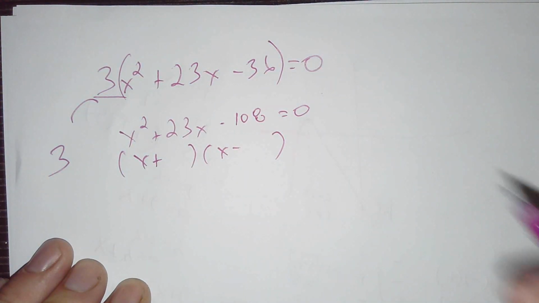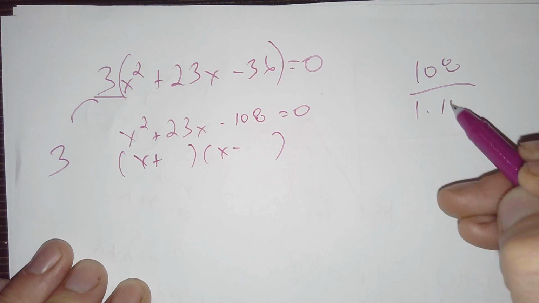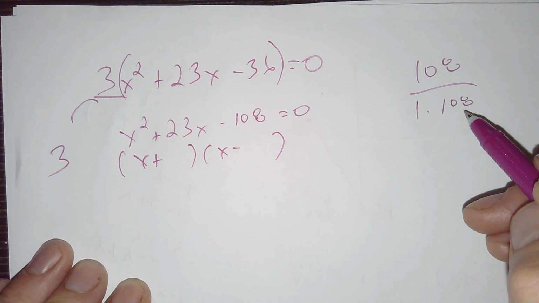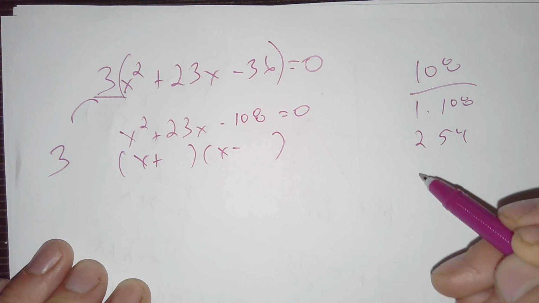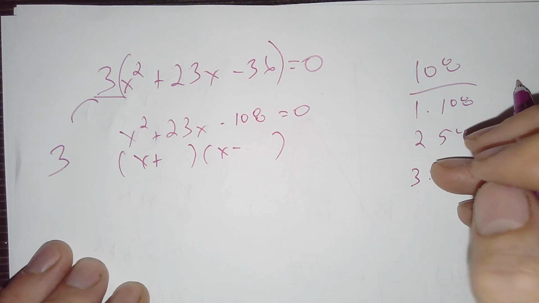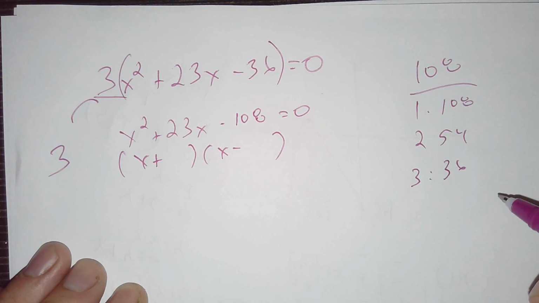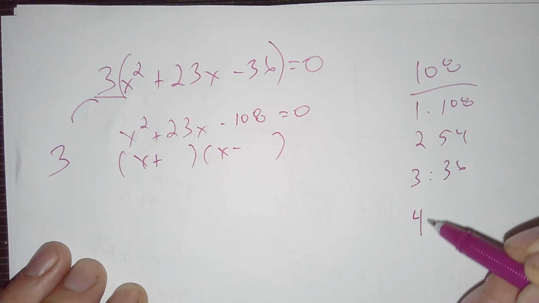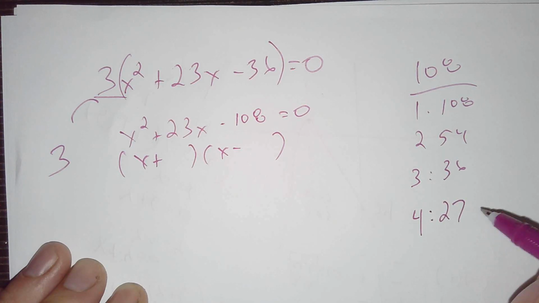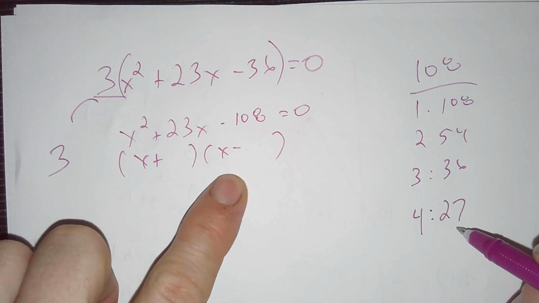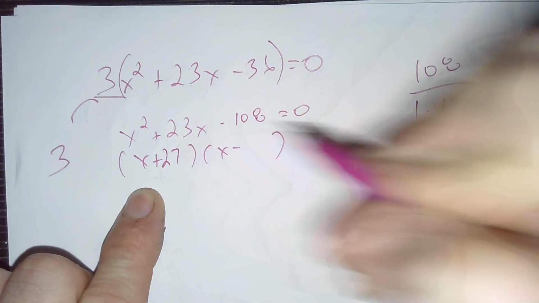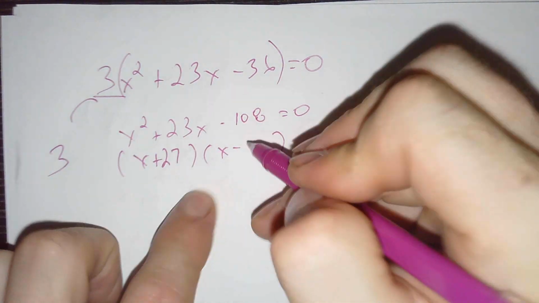So now I have a 108 that I need the factors of that'll make 23. So I have 1 and 108. That'll make 109 and 107. I have 2 and 54. That would make 56 and 52. I got 3 and 36, I think. 3 and 36. That makes 33 and 39. And I have 4 and 27. 4 times 27 is 108, and that will make a 23 if I start with 27 being positive. I need a positive 23, and I make my 4 negative.